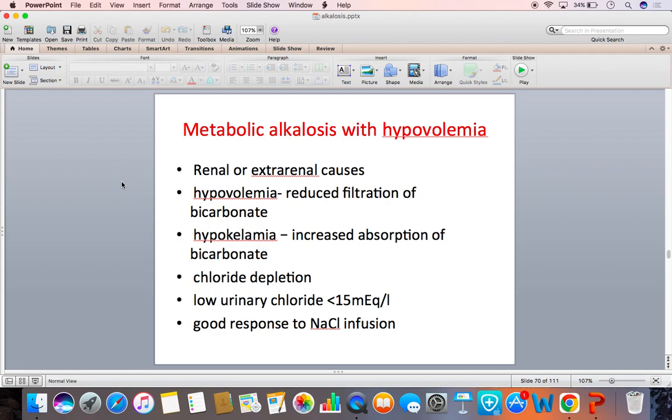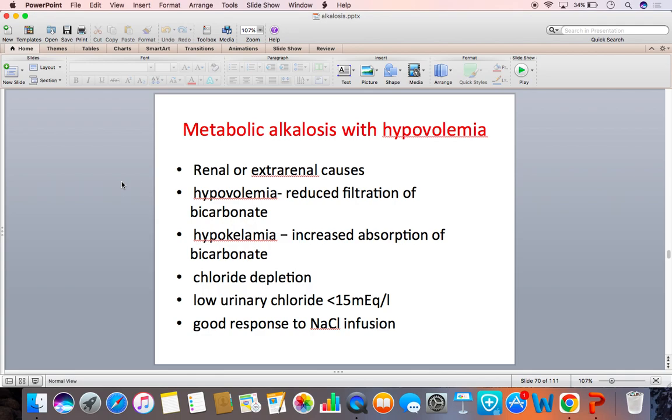Metabolic alkalosis with hypovolemia. Renal or extrarenal causes. Could be hypovolemia, reduced filtration of bicarbonate. Hypokalemia results in increased absorption of bicarbonate. There is chloride depletion and low urinary chloride, less than 15 milliequivalents per liter. But there is good response to sodium chloride infusion. The condition, metabolic alkalosis with hypokalemia, is associated with renal or extrarenal causes.